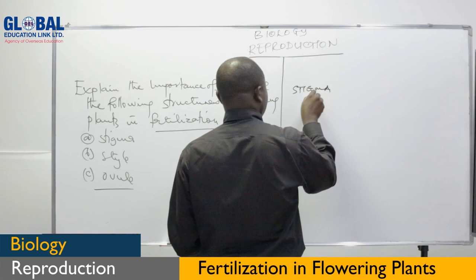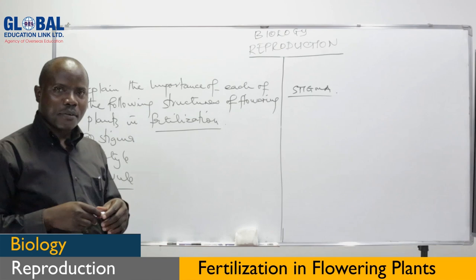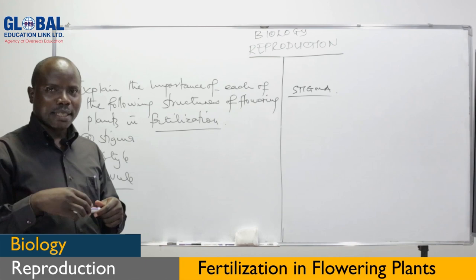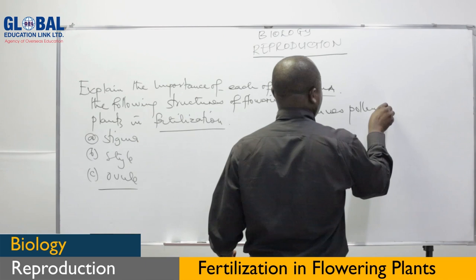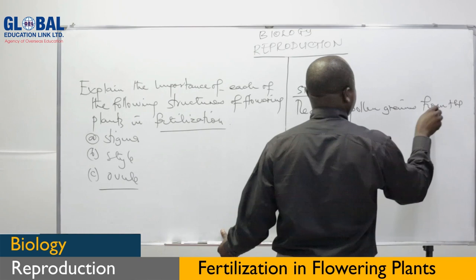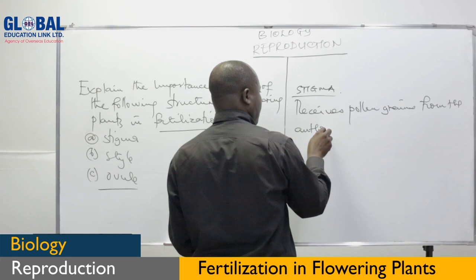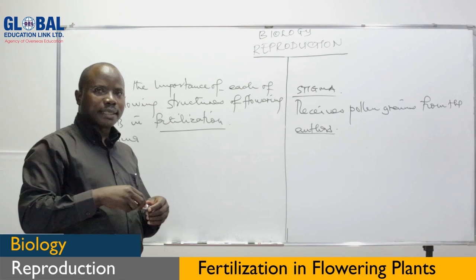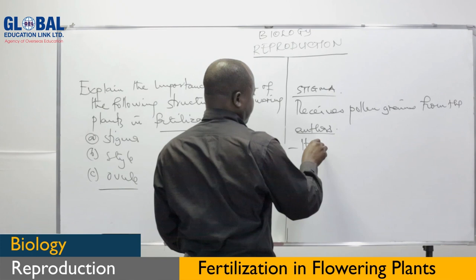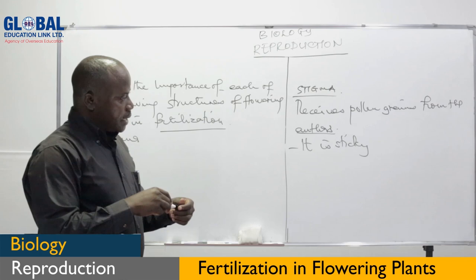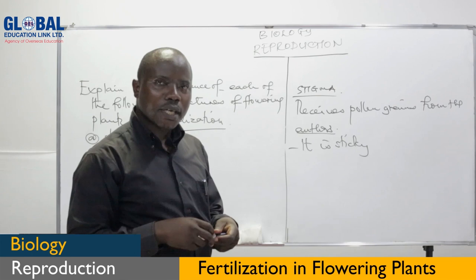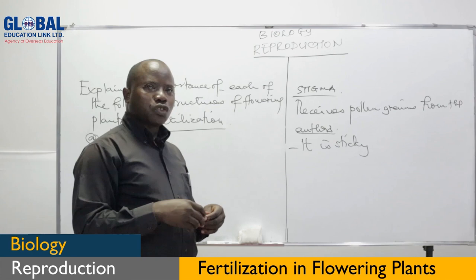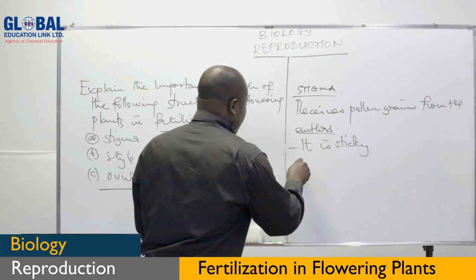Dear students, a stigma is a part of the female reproductive part. It is this part which receives the pollen grain from the anther. How does it perform its work? It means that the stigma is sticky. This stickiness allows the pollen grain to stick on it when it is brought by wind or insect during the process of pollination. Dear students, to answer this part, you'll have to explain the importance of the stigma. But also, there is style.